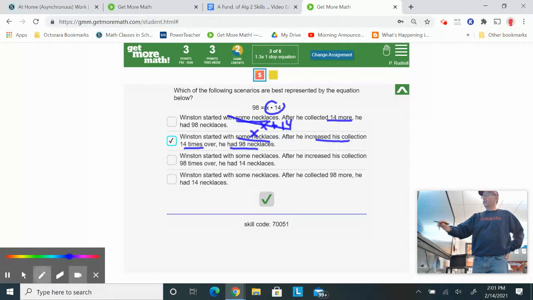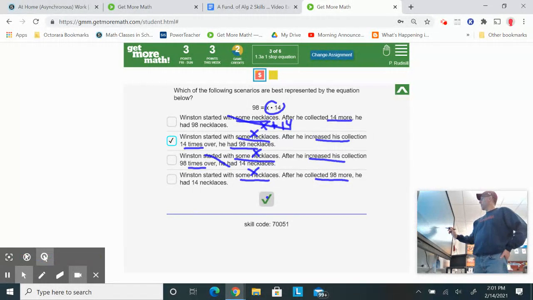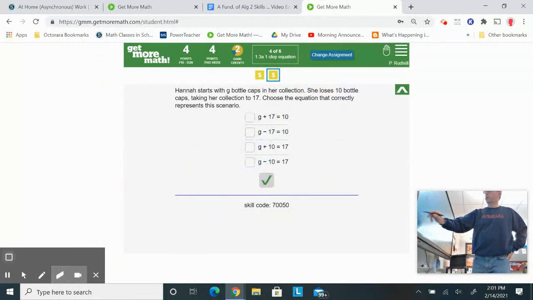Before I hit the green check, I do want to look at the other examples. Winston started with some necklaces. That's like the x. If he increased his collection 98 times over, you'd be multiplying 98 times x. That's not what we have. Don't want that. Last choice, Winston started with some necklaces. So again, that would be the unknown. If he collected 98 more, that'd be like adding 98 onto that, and that's not what we want. So it's definitely going to be the second one. Great. Good luck with those.